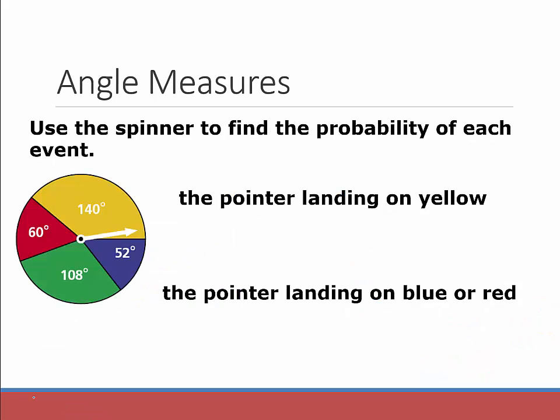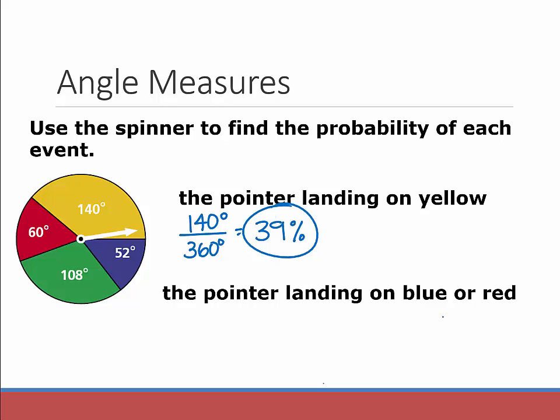So that was length. Angle measures, remember, have a circle, and we're always going to divide by 360 because that's the total distance around. So if I want to find the probability of landing on yellow, there's 140 degrees that are yellow divided by 360 degrees total. And if you divide those two things out, you end up with about 0.39. So about 39% of the time you're going to land on yellow.